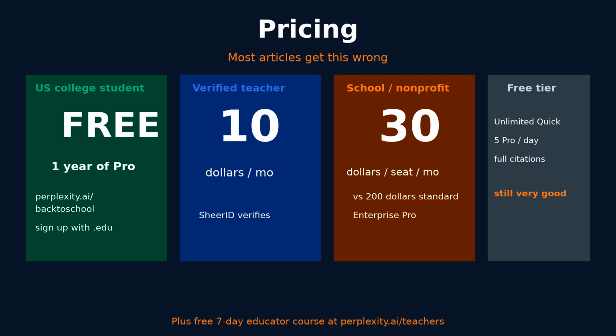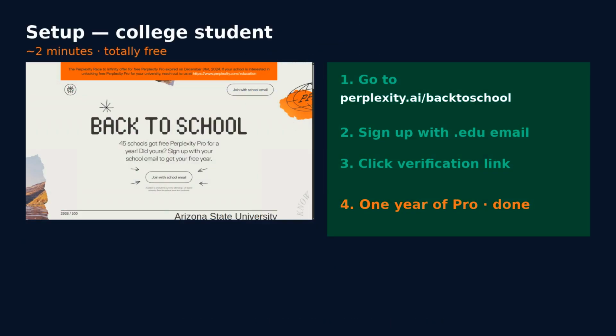Schools, universities, and nonprofits. Enterprise Pro is $30 a seat per month, way below the standard enterprise rate. And there is a free 7-day educator course at perplexity.ai/teachers. No payment, no catch. Just a structured walkthrough for using Perplexity in a classroom.